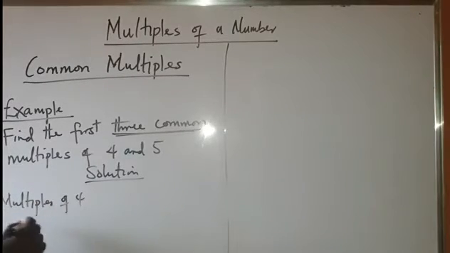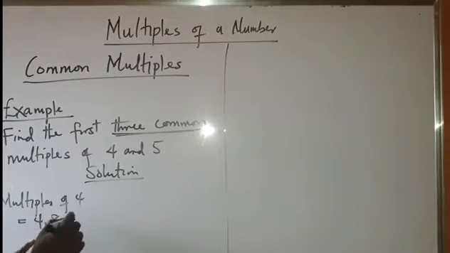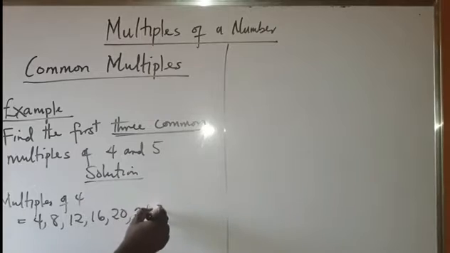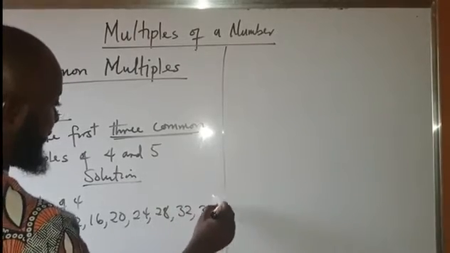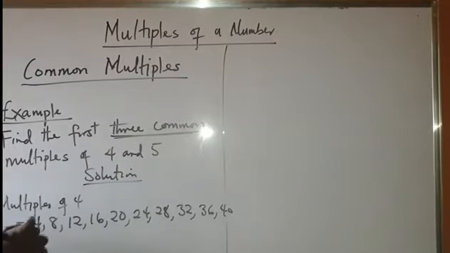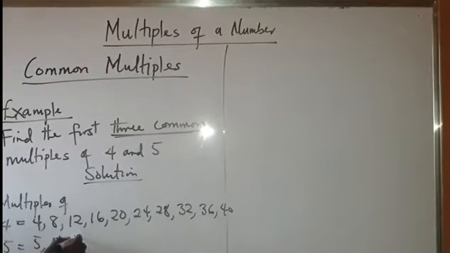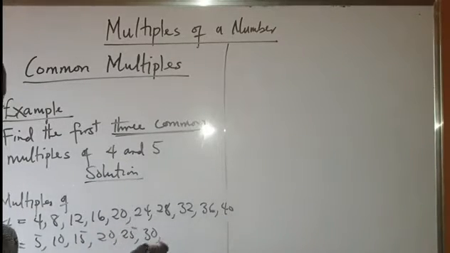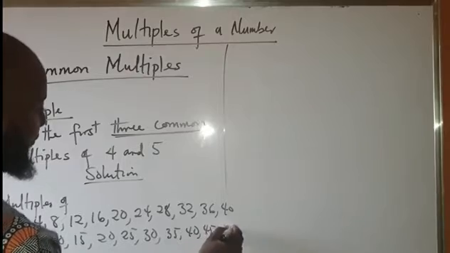So multiples of 4, list that out. So we have 4 is a multiple of 4. 4 times 1, 4 times 2, that is 8. 12, 16, 20, 24, 28, right? 32, 36, 40. So let's stop at this. We can extend it later. Multiples of 5, we have 5, 10, 15, 20, 25, 30, 35, 40, 45, 50, and so on and so forth.